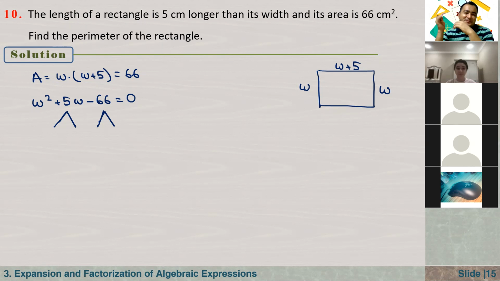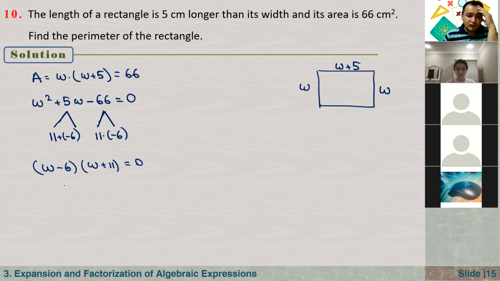No. 11 and negative 5. Is it? 11 and negative 6, I mean. That's right, 11 and negative 6. So here we have 11 plus negative 6. So we can just factorize as W minus 6 and W plus 11, that's equal to 0. From the first factor, W is equal to 6. Or from the second one, W should be negative 11, because negative 11 plus 11 equals 0.